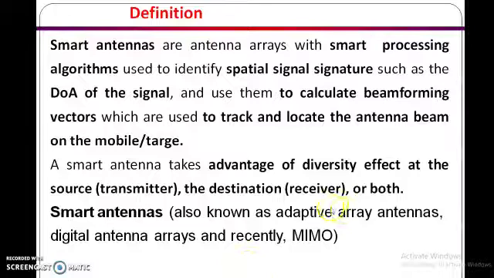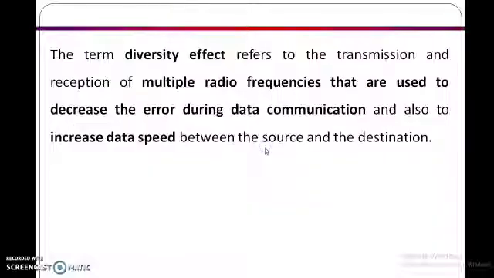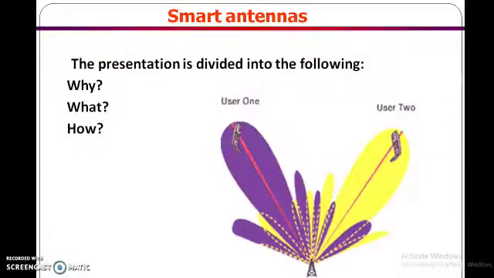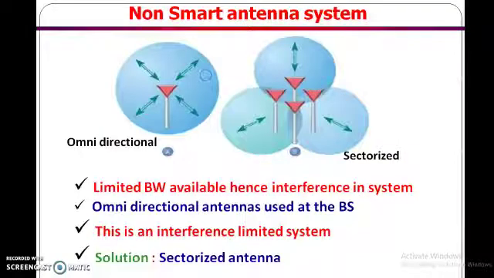Smart antennas use the diversity effect at both the transmitter as well as the receiver end. These antennas are also known as adaptive array antennas, or we can say MIMO, multiple input, multiple output. When we use the diversity effect, it not only increases the data rate but also decreases the error while transmitting the signal from source to destination. The presentation begins with why smart antenna, what is smart antenna, and how it works, that we have to see.